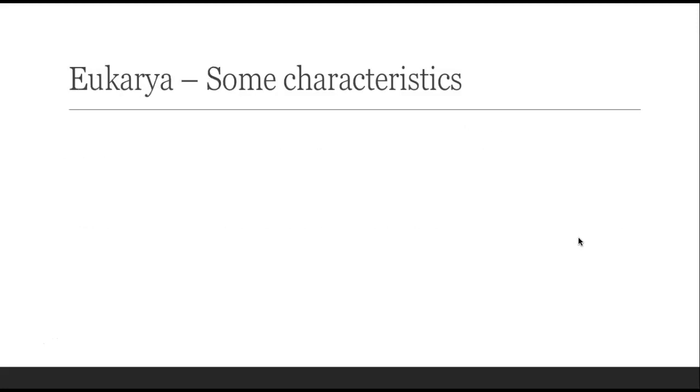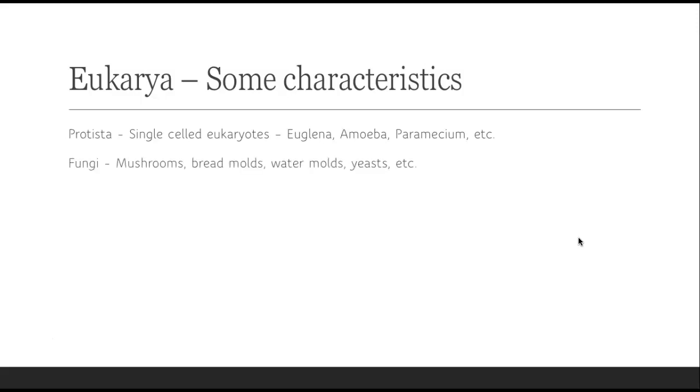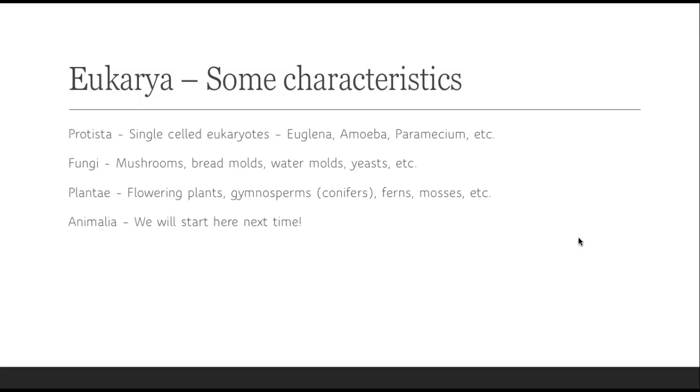Okay, and next and finally we have the eukarya. We've got protista in the eukarya, so protists are the single-celled eukaryotes. Those are the euglena, amoeba, paramecium, the fungi, which include mushrooms, bread molds, water molds, yeasts, the plantae, or the flowering plants, which are angiosperms, and the gymnosperms, which are your conifers, ferns, mosses. The animals is where we're going to start next time.